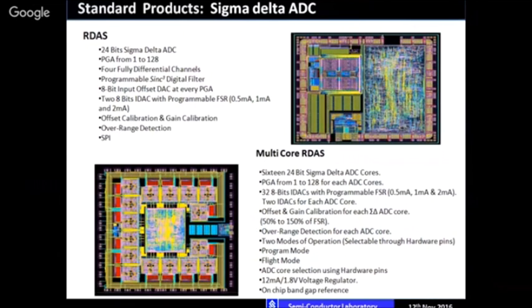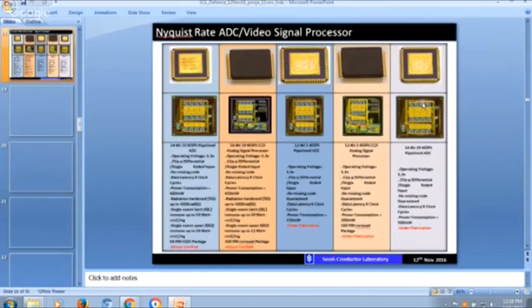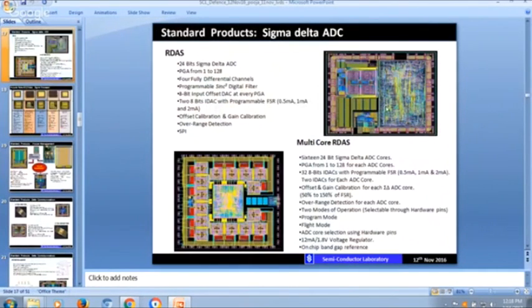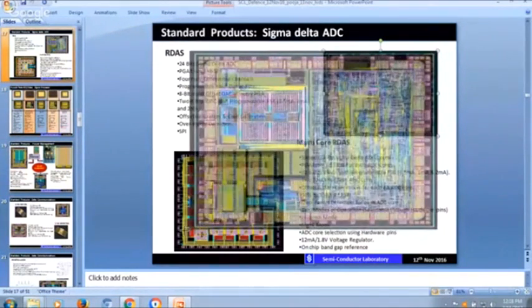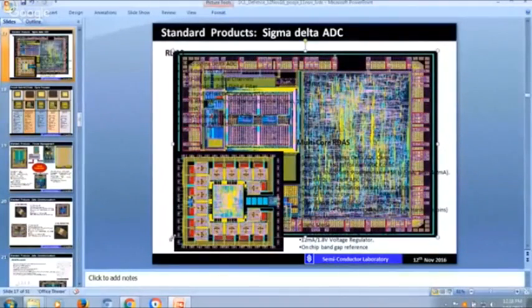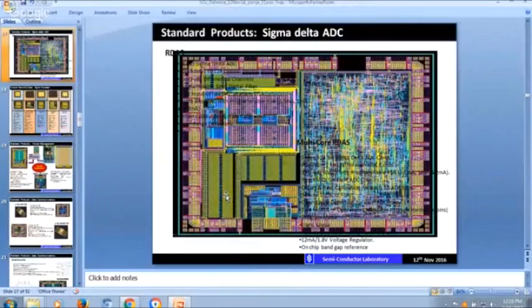This is a 24-bit ADC, a 24-bit sigma delta ADC. You can see here, this is the digital part. Let me increase the size so that you are able to see. I think now it should be clear. So it's a 24-bit sigma delta.